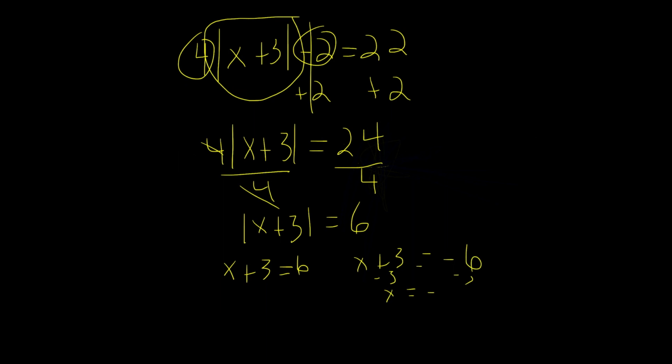If we subtract 3 on both sides, we get x equals negative 9 for this one. And if we subtract 3 on both sides, we get x equals 3 for this one. So our 2 solutions are x equals 3 and x equals negative 9. And those 2 are our answers.